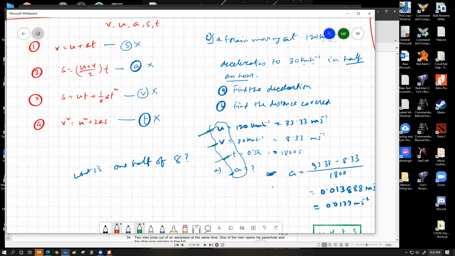C, total distance covered if initial speed was doubled. Total distance covered if initial speed was doubled. Number 2.